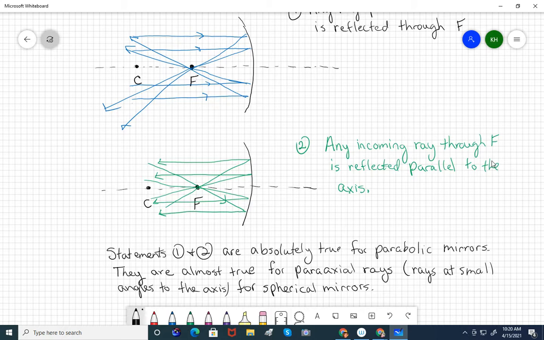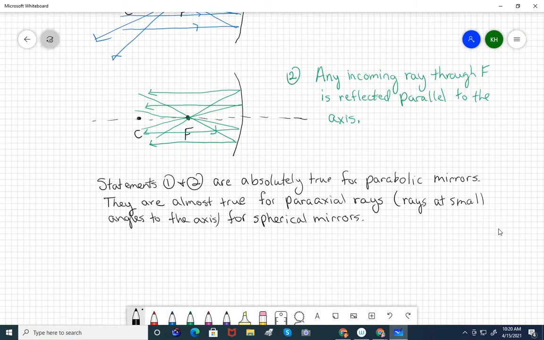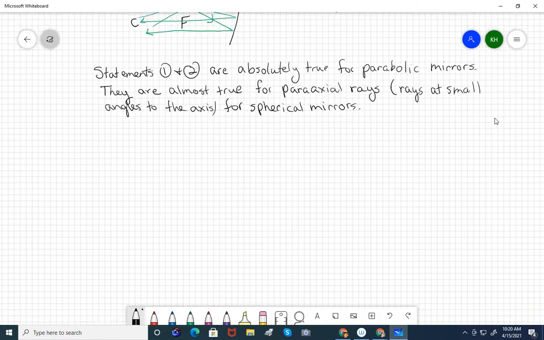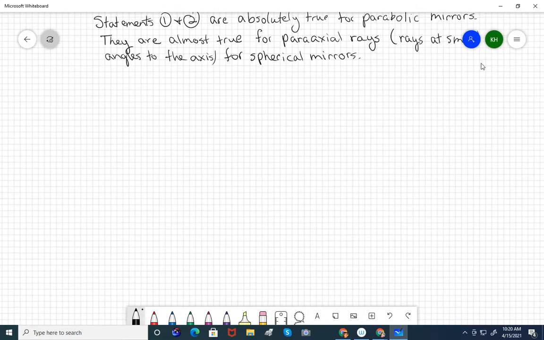So we're not going to get bogged down in this, but I want you to just know that there is a difference between a parabolic mirror and a spherical mirror, and that difference is something called spherical aberration. There can be a slight blurriness or fuzziness with a spherical mirror you won't get with a parabolic mirror.